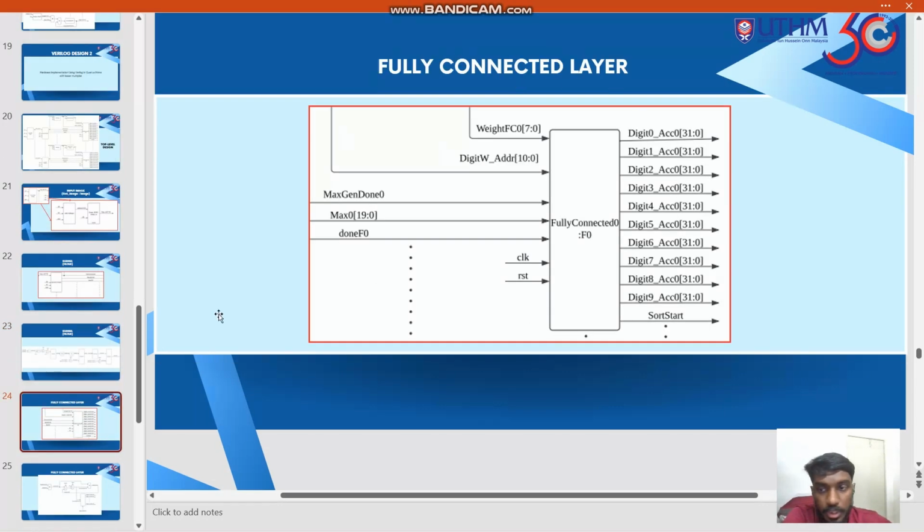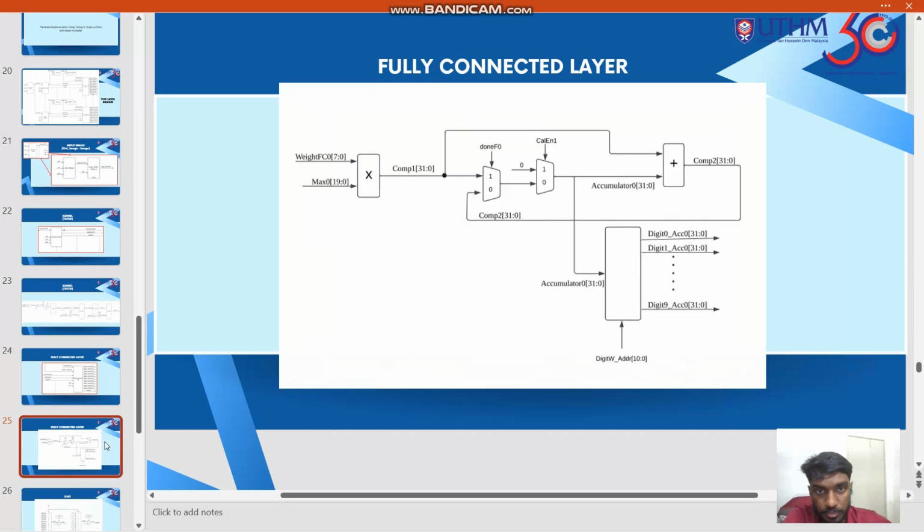This is the fully connected weight. It's the block diagram for the fully connected weight, where for the accumulator only one multiplier is used. From the accumulator we get the output depending on the digit address and the digit W address generator.